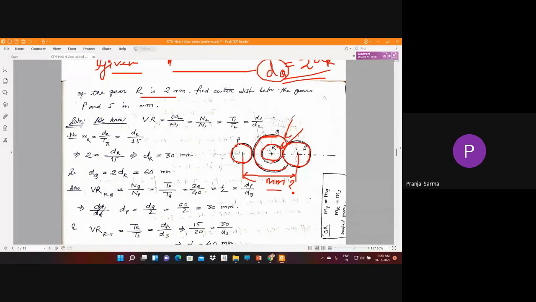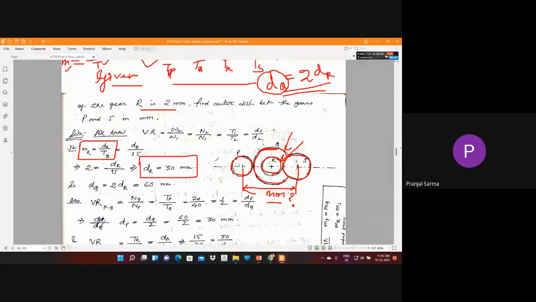Now, the module for r is given, and we know module equals d by t, pitch circle diameter divided by the number of teeth. So for r we can write m of r, the module of r, equals the pitch circle diameter of r divided by the number of teeth in r, d by t for r. We don't know the diameter value, but we know the teeth, that is 15, and the module is given as 2 mm. By putting that we will find dr to be 30 millimeter.